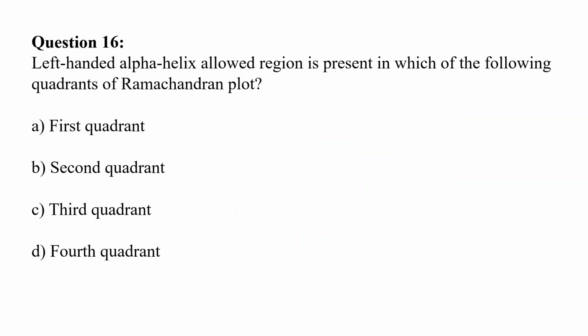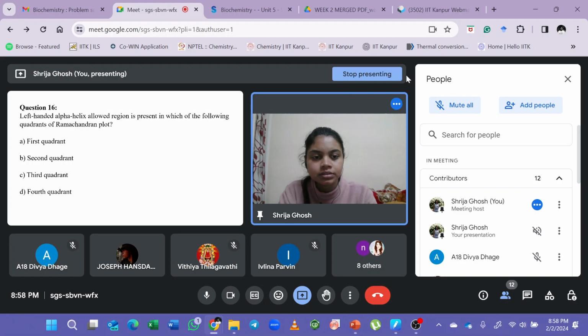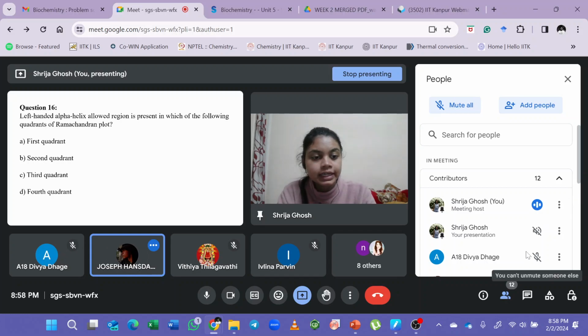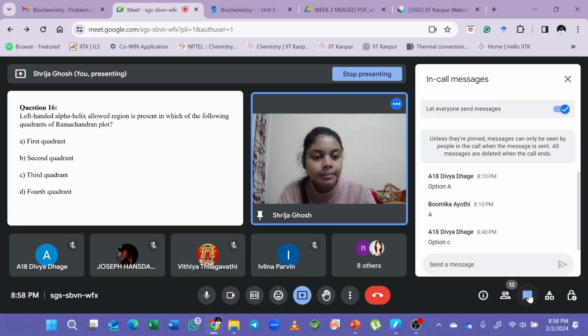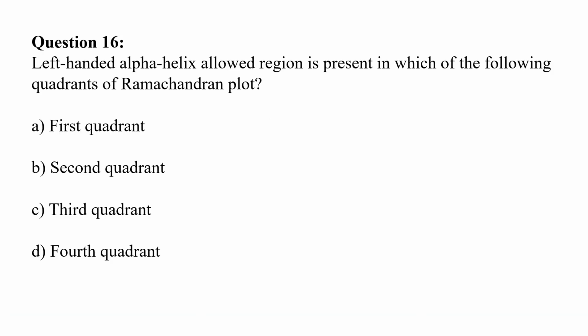Okay, so this is clear. Okay, coming to the last question. Left-handed alpha helix allowed region is present in which of the following quadrants of Ramachandran plot? So if you have a Ramachandran plot, which quadrant will represent the left-handed alpha helix? Second quadrant. Second quadrant. Anybody else? So the correct answer is first quadrant.